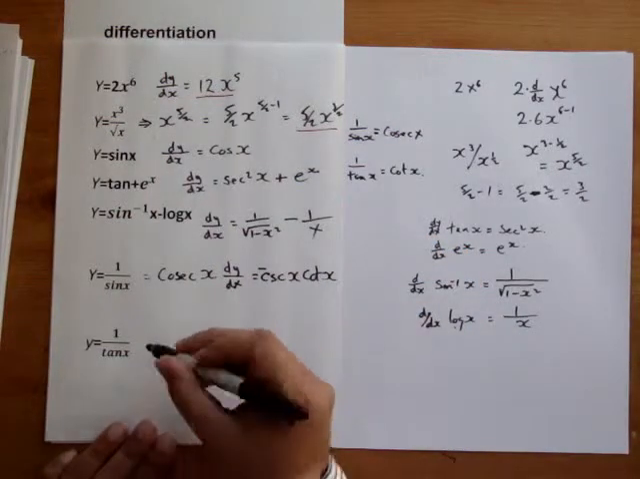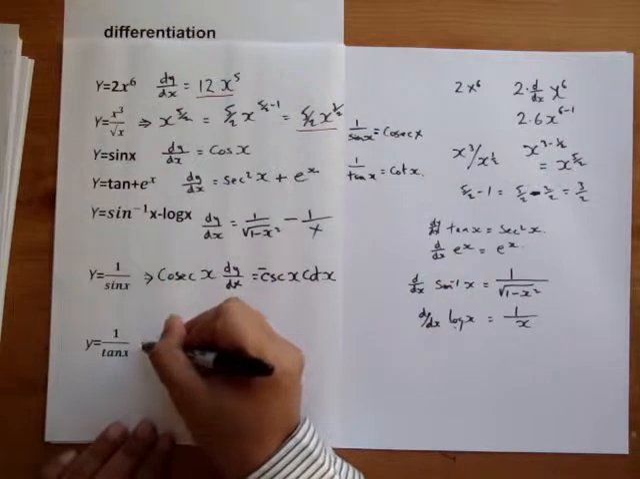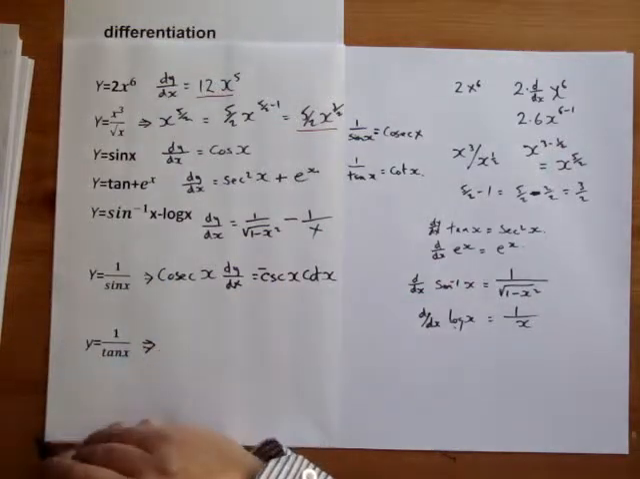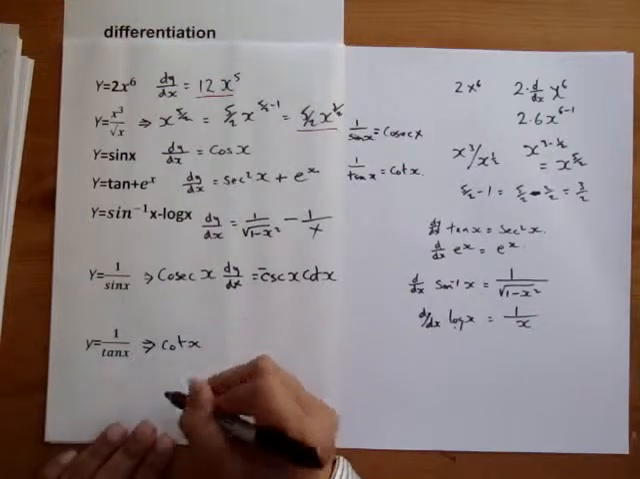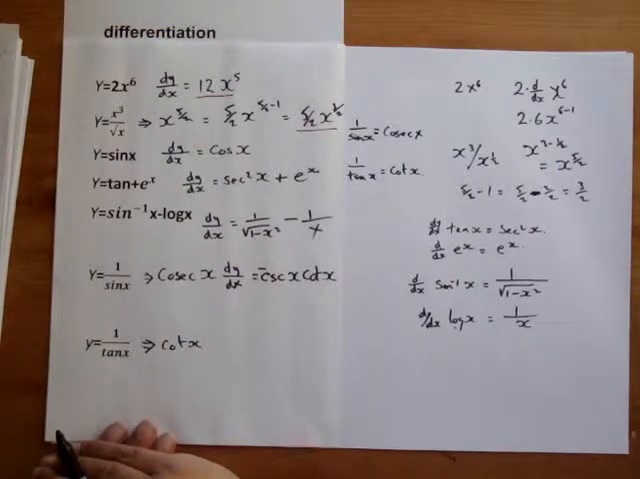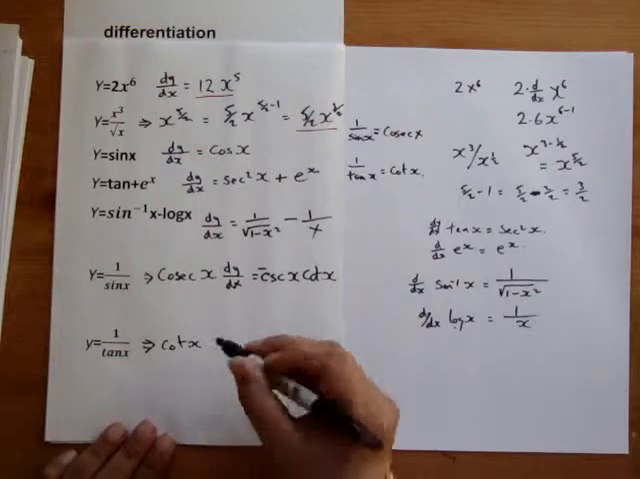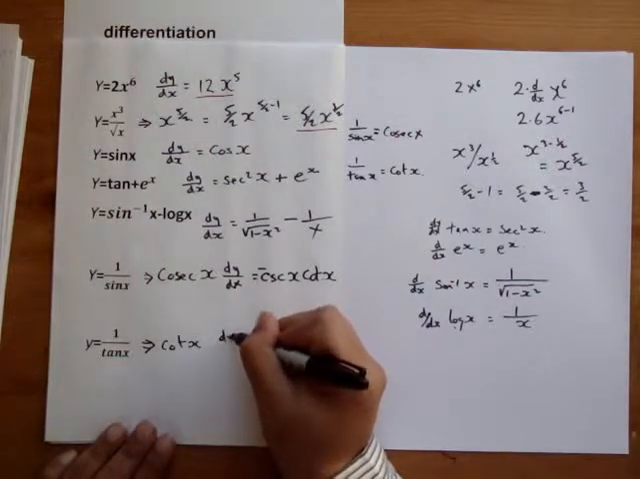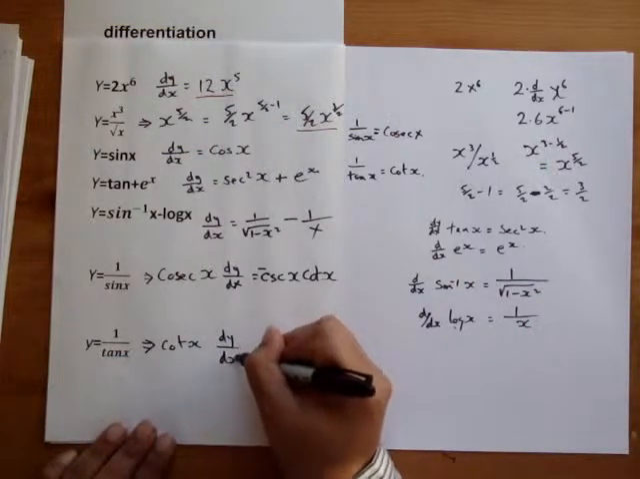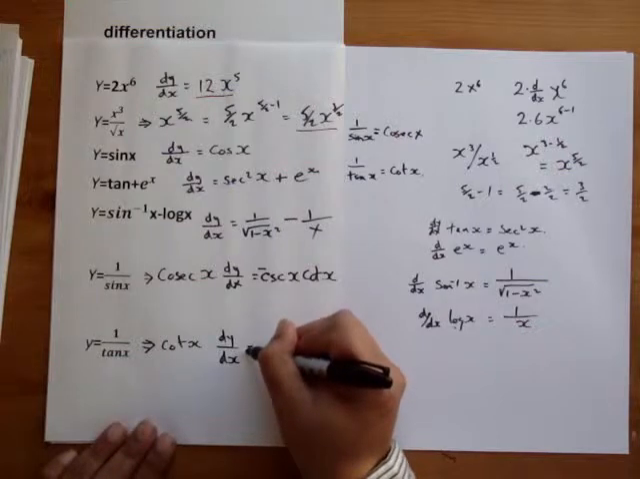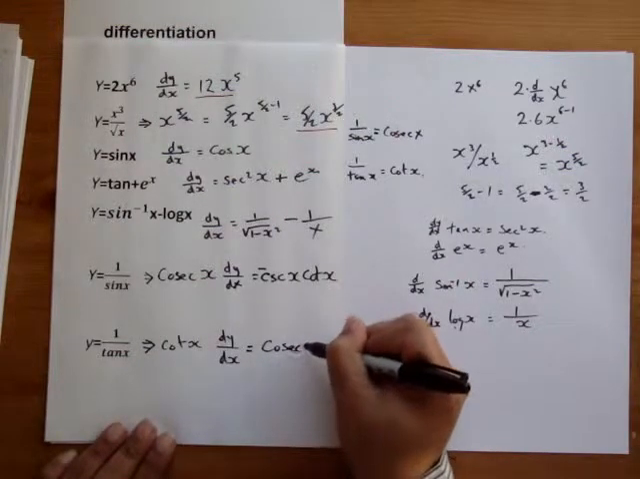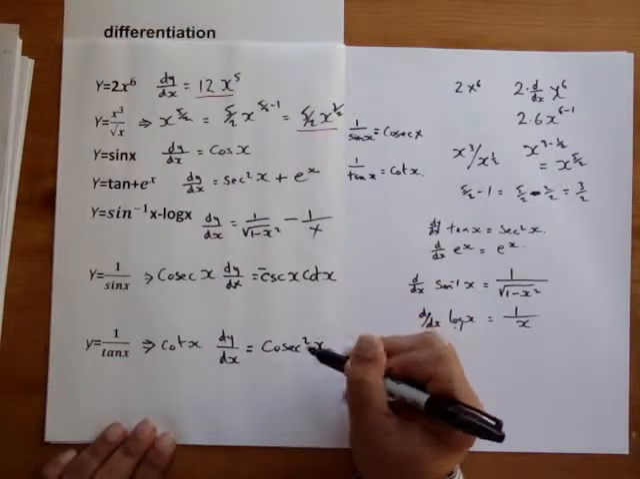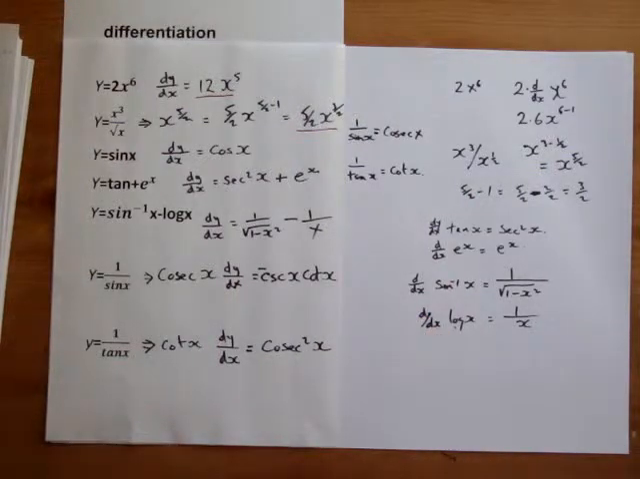1 over tan x is the same as cot x, and we know that from our list of common derivatives, and dy by dx becomes minus cosec squared of x. And that's our derivative of 1 over tan x.